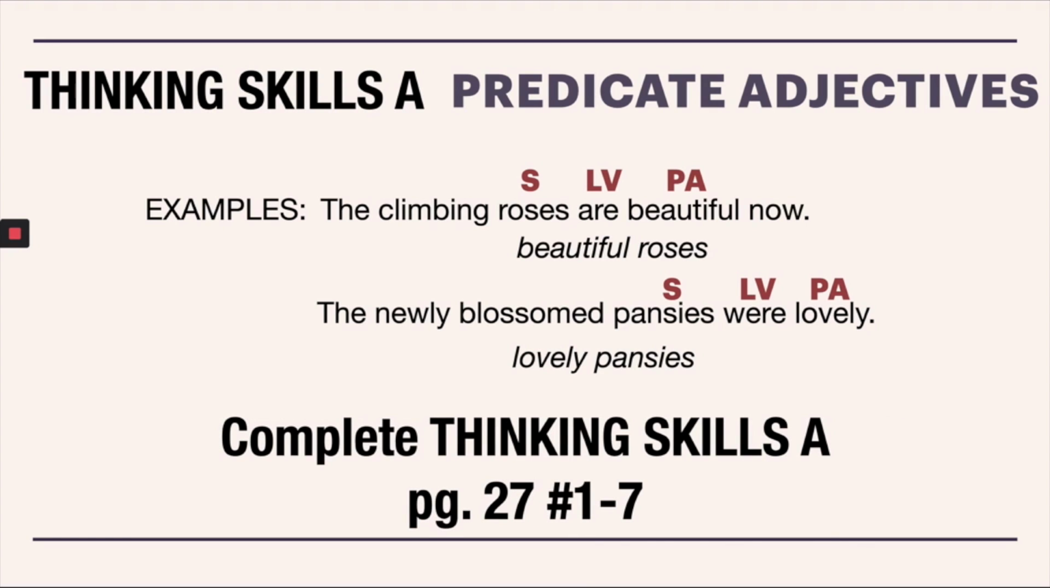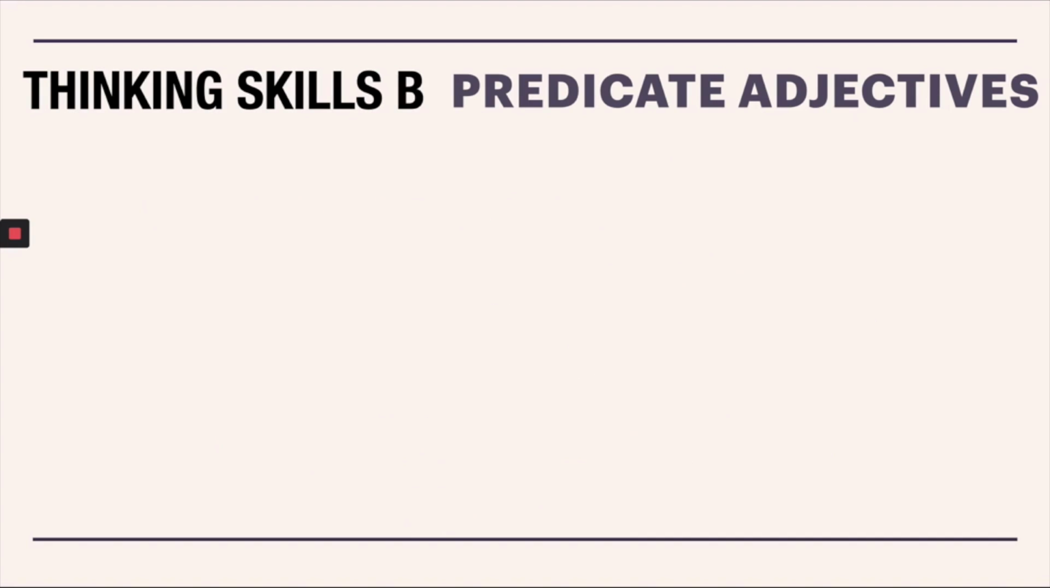So we're going to do the exercises here on page 27. Complete Thinking Skills A, page 27, 1 through 7. After completing Thinking Skills A, 1 through 7, move on to Thinking Skills B. Make sure you've paused the video before this so you complete 1 through 7.